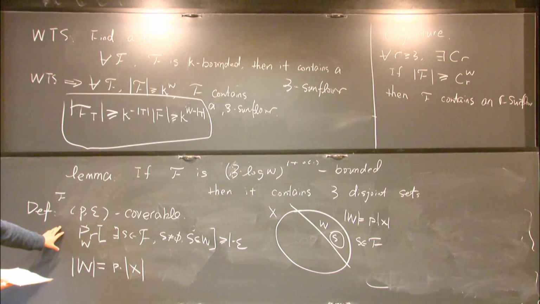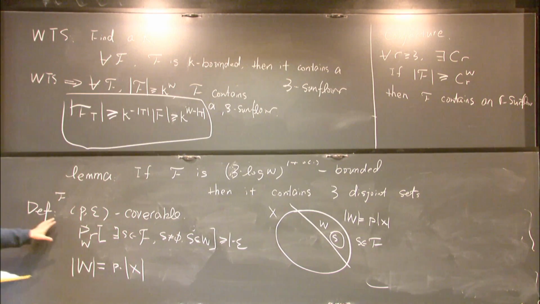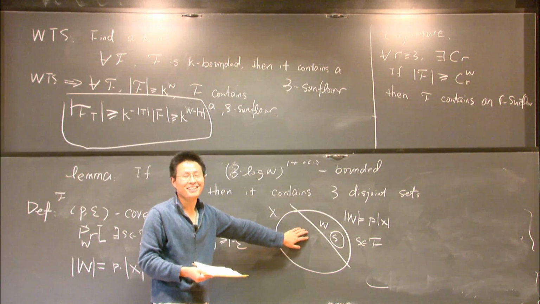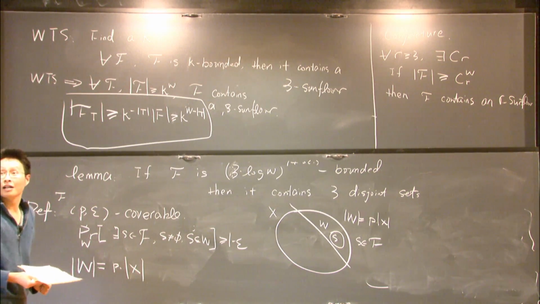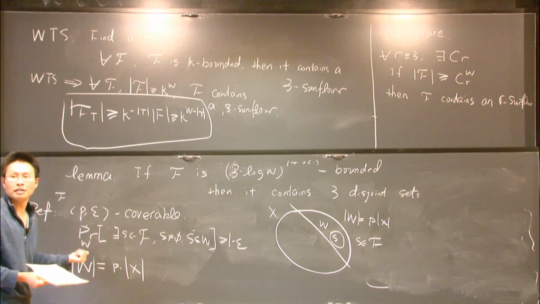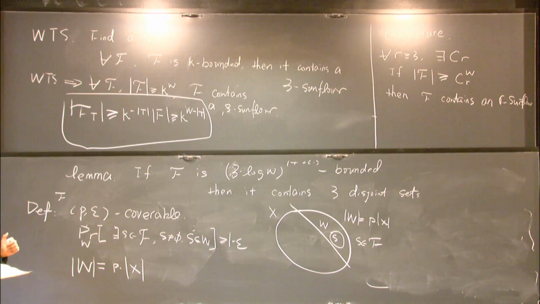When I first gave this talk, I just gave this definition. People felt it was hard to follow the intuition, but then people suggested I draw this picture. So this is the definition of p epsilon coverable. It basically says something about the density of F, right? It's just how many sets are in it. If there is a lot of sets, then this is coverable.